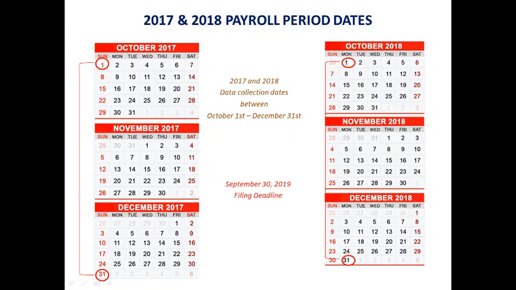The Workforce Snapshot period for the 2017 EEO-1 report would be an employer-selected pay period between October 1st of 2017 and December 31st of 2017. Likewise, the Workforce Snapshot period for the 2018 EEO-1 report would be an employer-selected pay period between October 1st of 2018 and December 31st of 2018.